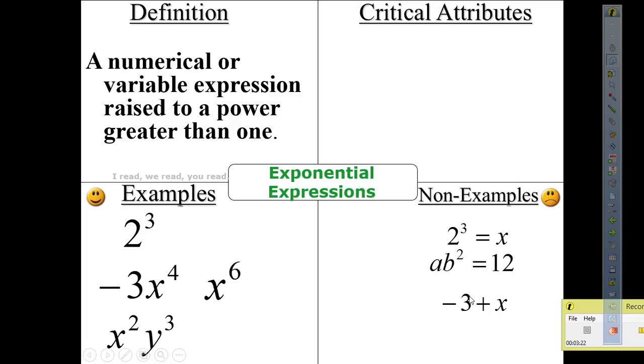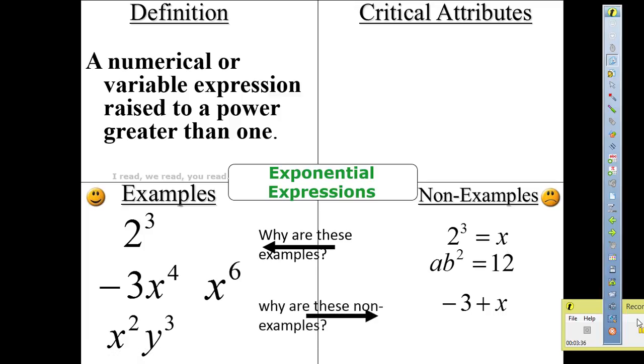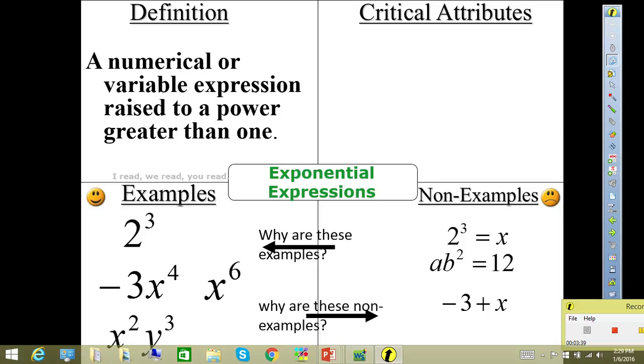All right. Take a little bit and talk it over with your neighbors. Why are these exponential expressions and why are these not exponential expressions? Let them know, please. Go. Okay, here we go. Help me out with these two first. Manny, why are these not exponential expressions? They have an equal sign. So what are these called if they have an equal sign? Equations. Thank you, Manny. Equations.